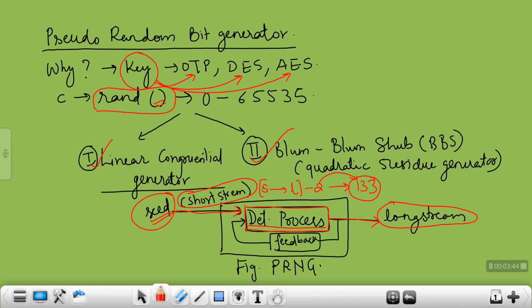Now for the second random number that we want, what would we do? The output of the first method is used. The seed value is only for the first step.